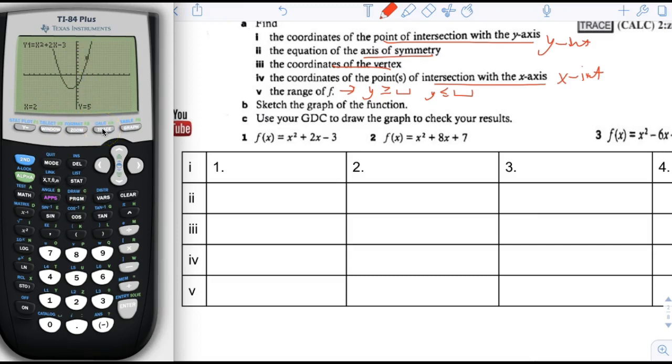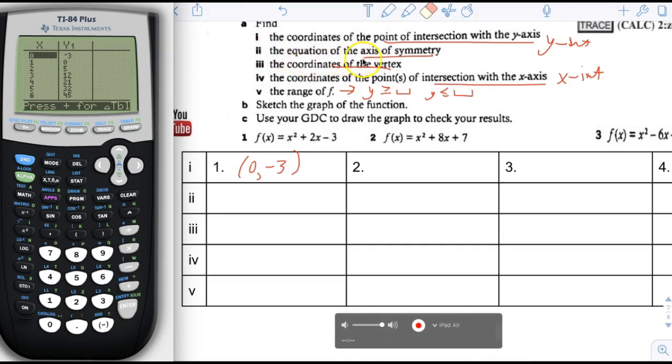If I want to find out the y-intercept, I would do trace 0. So trace 0, and that would give me the point 0, negative 3, which is the y-intercept. So I can write that down right here, 0, negative 3. That was really easy to find. Another way to find it would be second table. If we look at the x equals 0 position, it tells us that the y-intercept is negative 3, right?